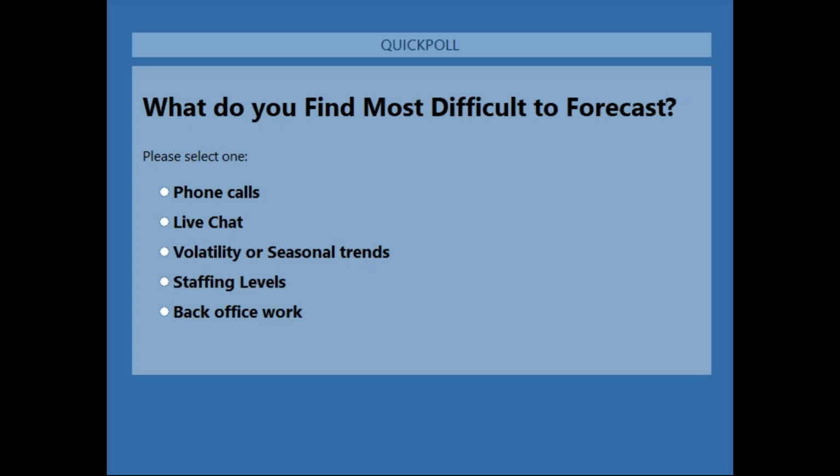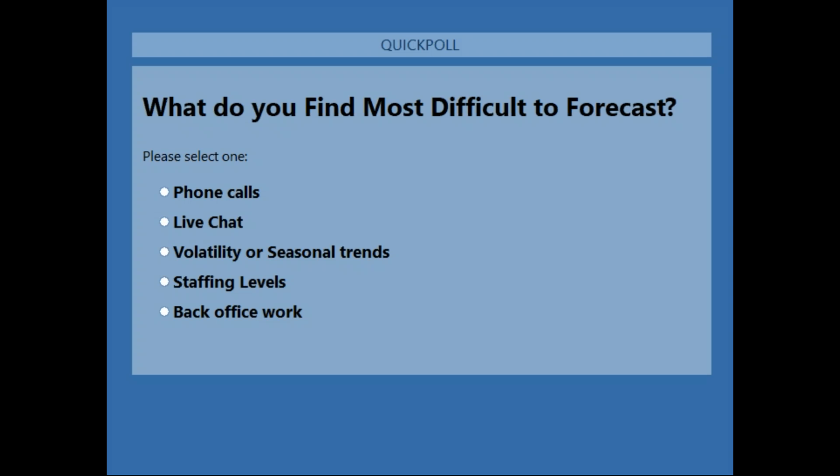So what do you find it most difficult to forecast? Rick, where do you think the answer is going to come with this? I think it's going to be back office work, only because we have good data on everything else. Back office is something that people struggle to get decent data on. That's my guess. Okay, well, let's have a look.